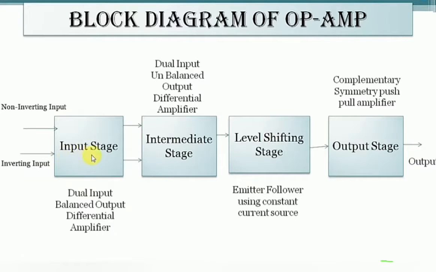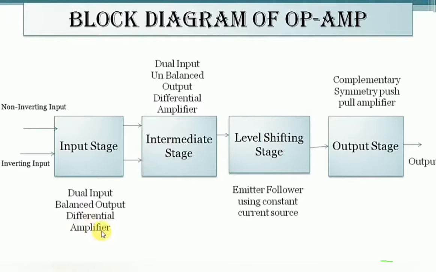Now what are the requirements of the input stage? The input stage requires a high input impedance in order to avoid loading on the sources, and it also requires a low output impedance for maximum transfer of signal from the input to the next stage. So these two requirements are provided by a differential amplifier.